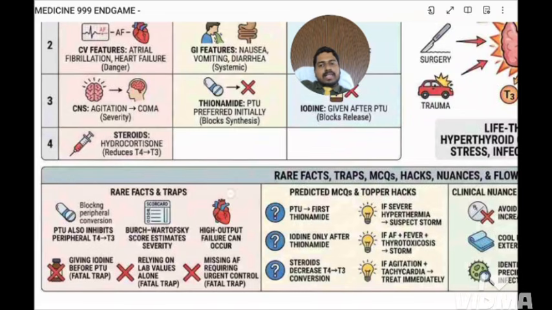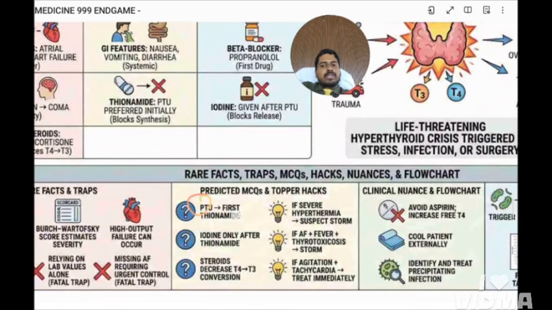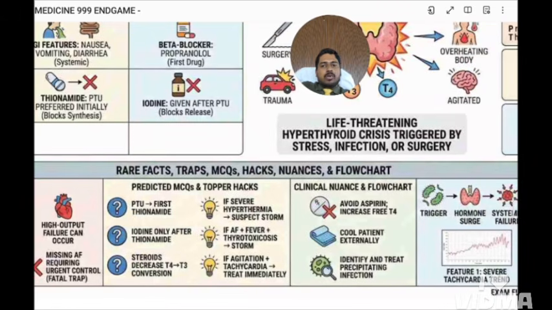Just remember this. Next, high output failure can occur because of thyroid storm. Next, giving iodine before PTU is of no use. Remember, always first propylthiouracil, then we'll give iodine. Okay. Next, relying on lab values alone is also not important. You have to see the symptomatic picture also, and urgent control is done using a beta blocker. So PTU is the first thionamide, iodine only after PTU, and steroids decrease conversion. So we give hydrocortisone also.